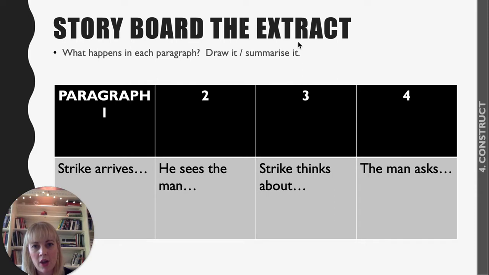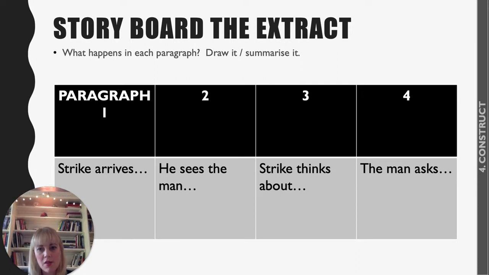The second version, for anyone that's a real visual learner and who enjoys using like image to help them recall or to kind of work out visually what's happening in each paragraph, is to draw it and summarise it. So you can choose whichever method you prefer. So storyboarding we're going to do using sentence starters instead of pictures, or you can draw it if you prefer. So choose a method that works best for you now.